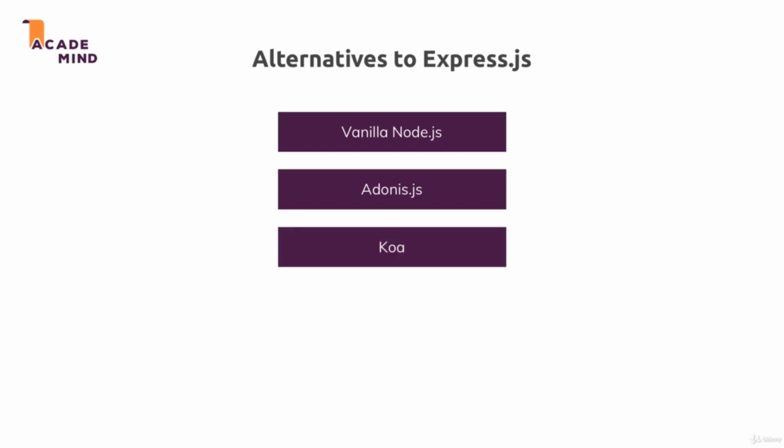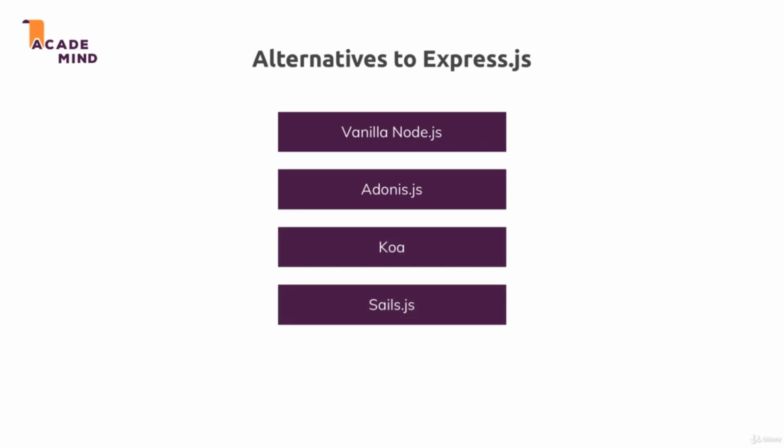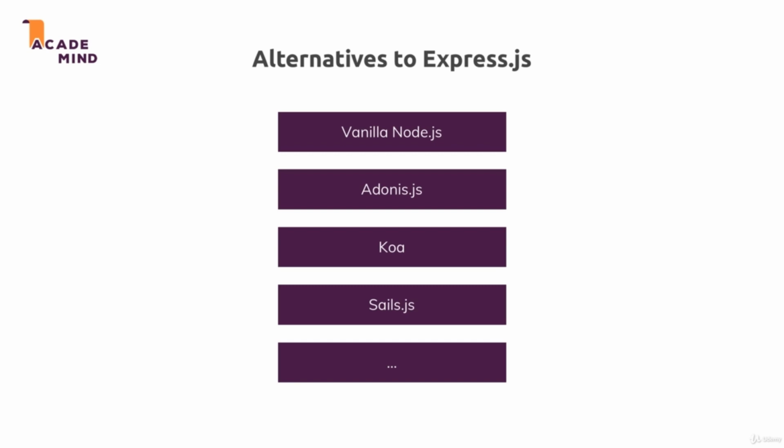There also is Koa or Sails.js, and there are many more. You can basically Google for Express.js alternatives and you will find plenty of blog posts diving into the different alternatives and what their strengths and weaknesses are. But Express.js is by far the most popular and most often used one, which is why I will also teach it here. The great thing about Express is that it's highly flexible.